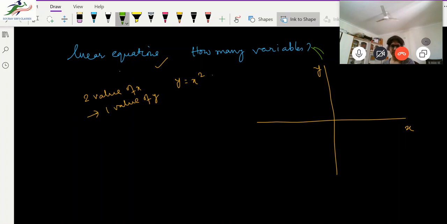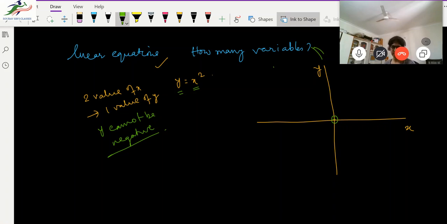The second thing that is evident from this equation is y cannot be negative. Why? Because the square of every number is positive. So therefore, the graph will look something like this. In order to draw the graph, we will take x equal to 0, so y equal to 0. So this is one point on the graph, right?